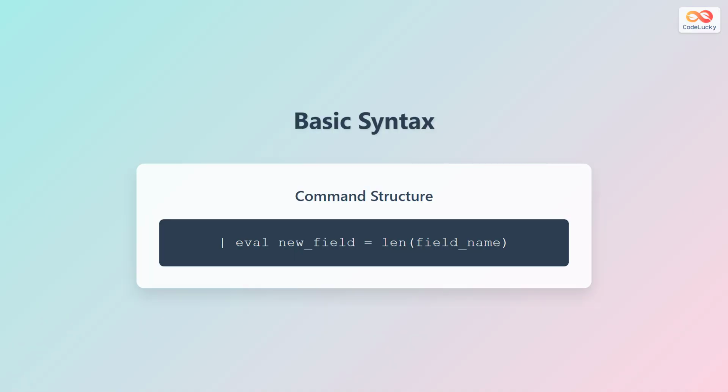The basic syntax for the len command is straightforward. You use it within an eval statement by typing pipe eval, followed by your new field name equals len, then the field name in parentheses. This creates a new field containing the character count of the original field.